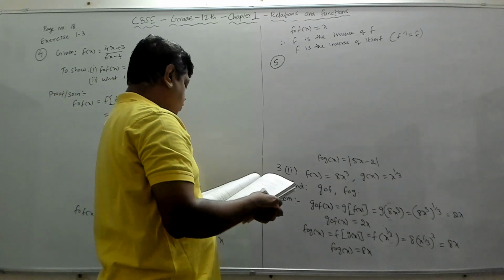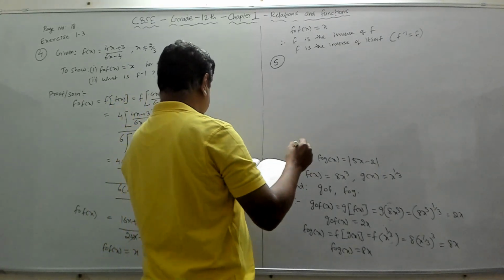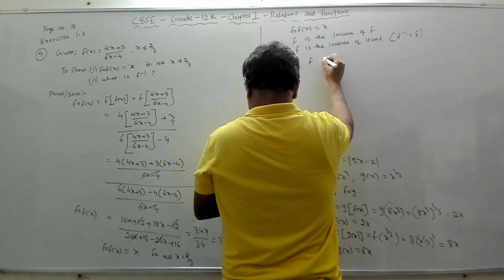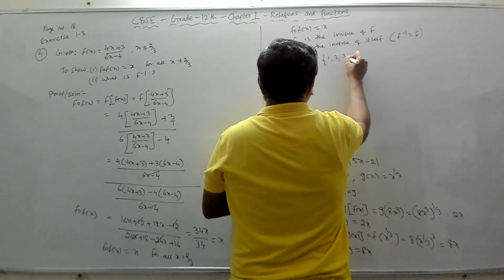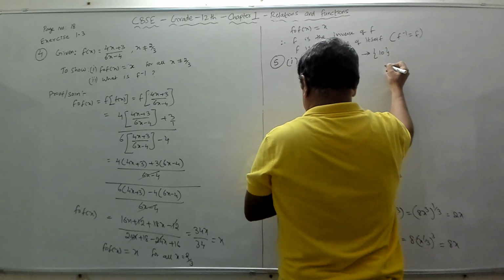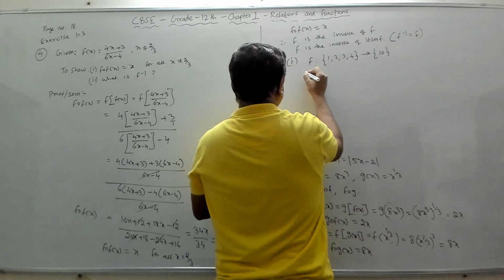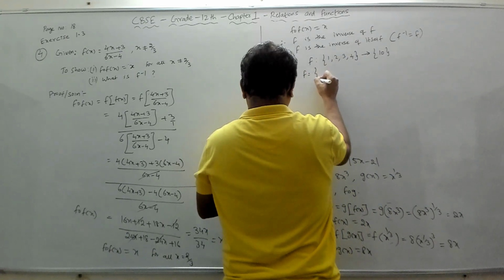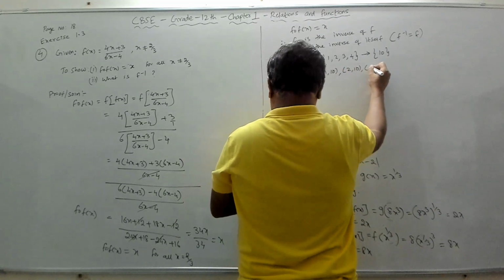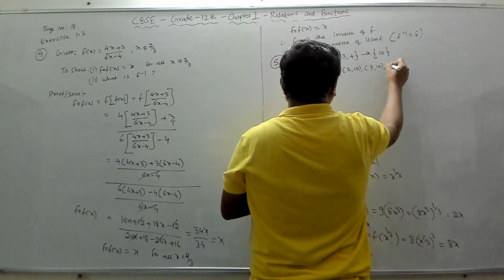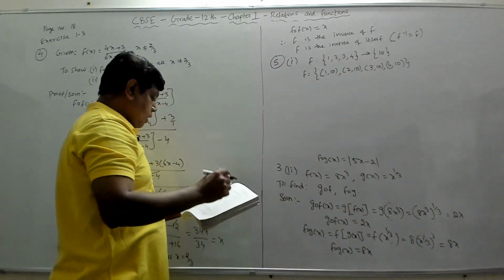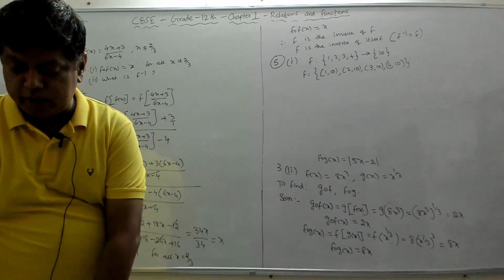state the reason whether the following functions have inverse. So first function. So fifth one, first question. f is a function from the set {1, 2, 3, 4} to the set {10} and defined as f equal to {(1, 10), (2, 10), (3, 10), (4, 10)}. Right? Now we have to check whether this function has an inverse.